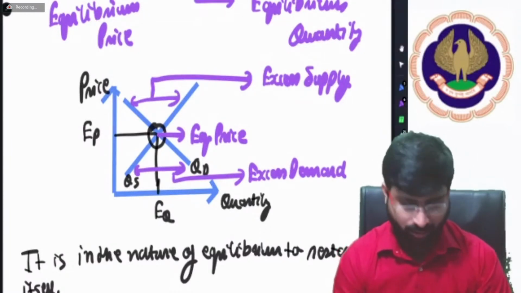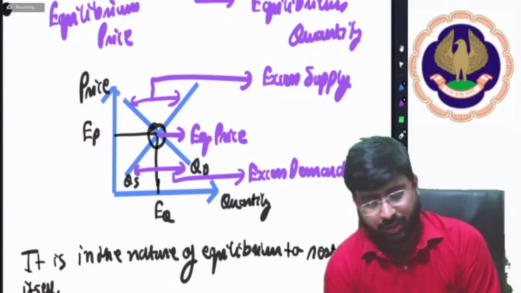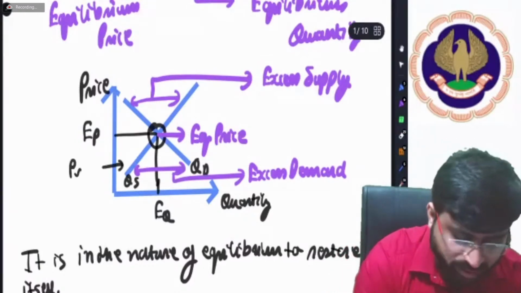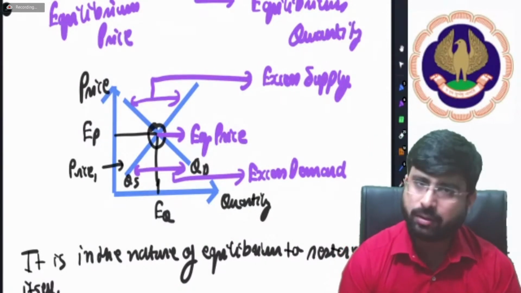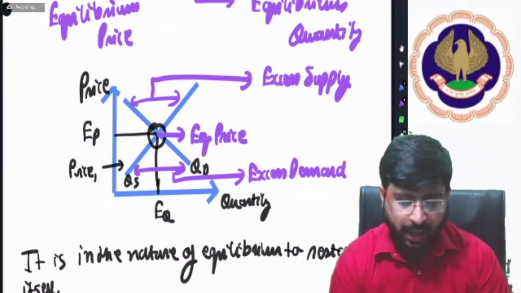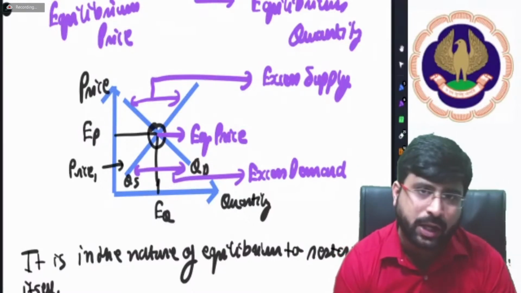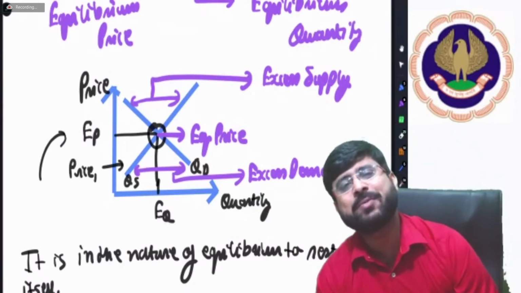Sir, what do you mean? I'll give you an example. Suppose there is a supplier who charges a price below the equilibrium price. Let me write it down, price 1, P1. Now what will happen? At a lower price, there will be excess demand in the market. Due to excess demand, price will further rise and equilibrium price will be restored.